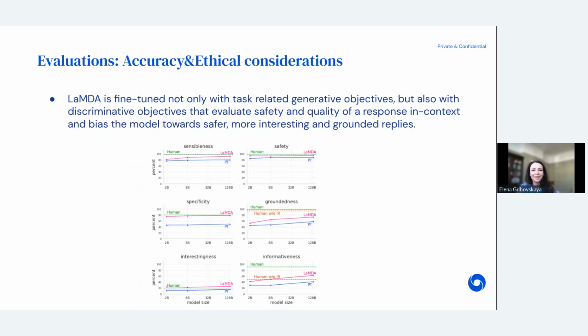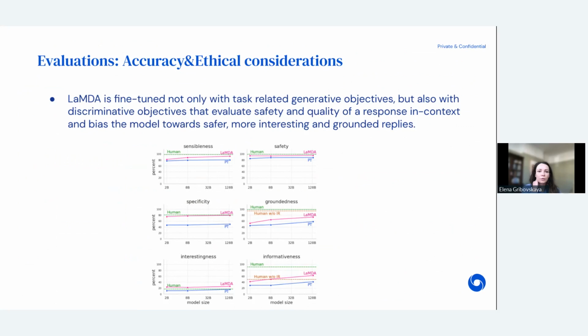Accuracy and ethical considerations at evaluation time. LaMDA is fine-tuned not only with task-related generative objectives, as we usually fine-tune for downstream applications, but it also uses discriminative objectives that evaluate safety and quality of a response in context. These discriminative objectives aim to bias the model towards safer, more interesting and grounded replies.